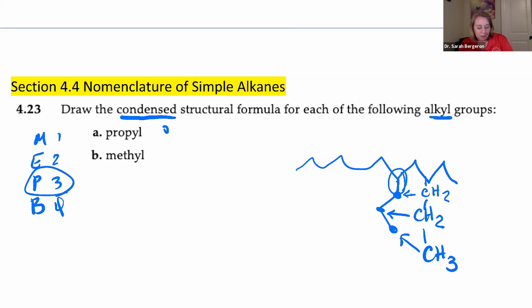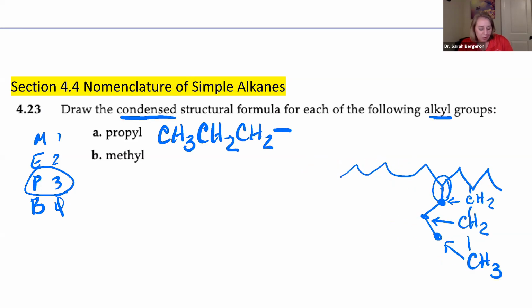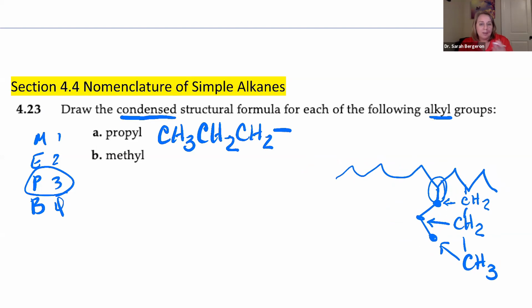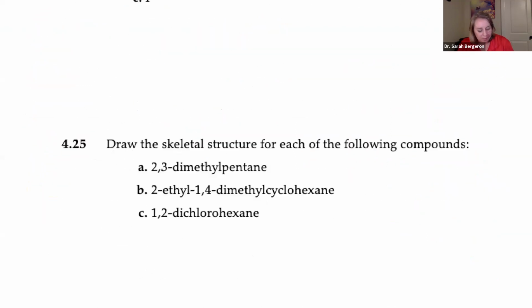So when we write it, we write CH3, CH2, CH2, and then we say it's bound to the rest of the molecule. So we just kind of leave it like that. So let me just scooch this over, right? It's not a negative sign, it's just saying that it's bonded to the rest of the molecule. So then methyl. Methyl is only 1, so all we have to write is CH3, and it's bonded to the rest of the molecule. Okay.